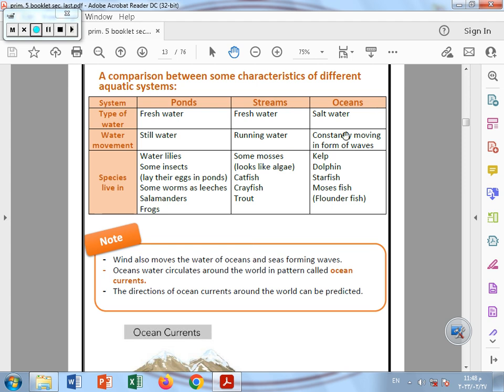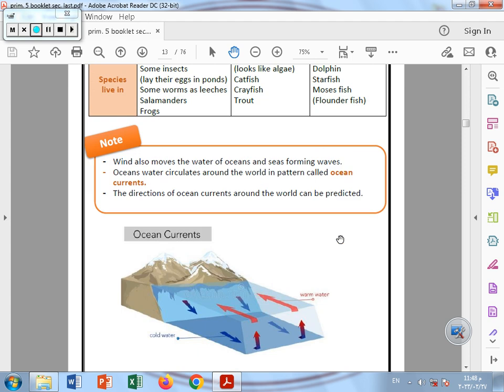And as we said here, the movement of water in the ocean, water moves in the form of waves, and that's because of the wind and the ocean currents. So all ocean's water in the world circulates around the world in a fixed pattern called ocean currents, and the directions of ocean currents around the world can be predicted.